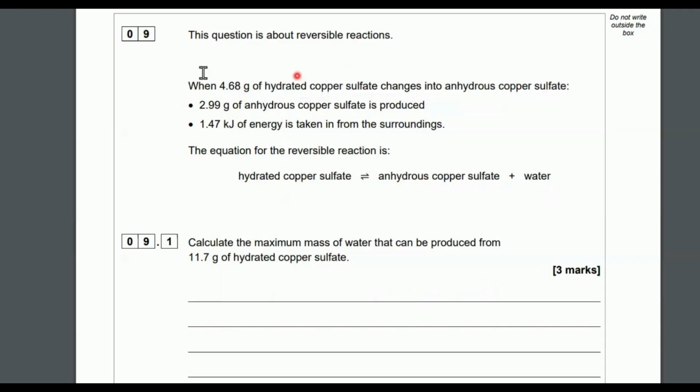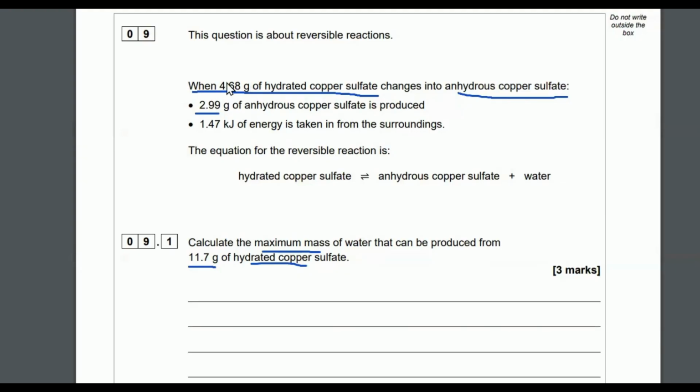Okay, question 9. This question is about reversible reactions. When 6.8 grams of hydrated copper sulfate changes into anhydrous copper sulfate, 2.99 grams of anhydrous copper sulfate is produced. So we start with 6.8 of hydrated, we end up with 2.99 of anhydrous. 1.47 kilojoules of energy is taken in from the surroundings. Hydrated copper sulfate goes to anhydrous and water.